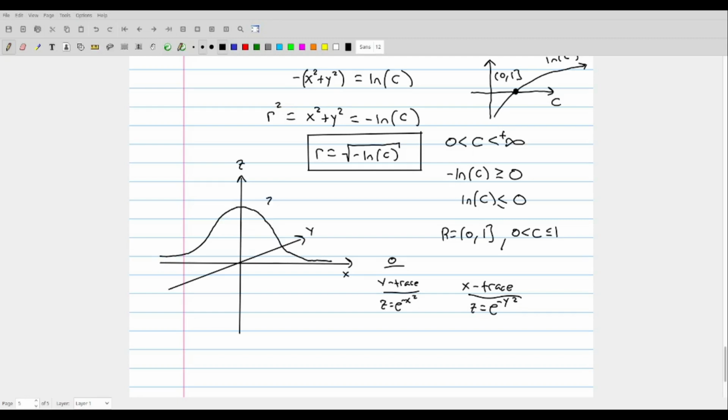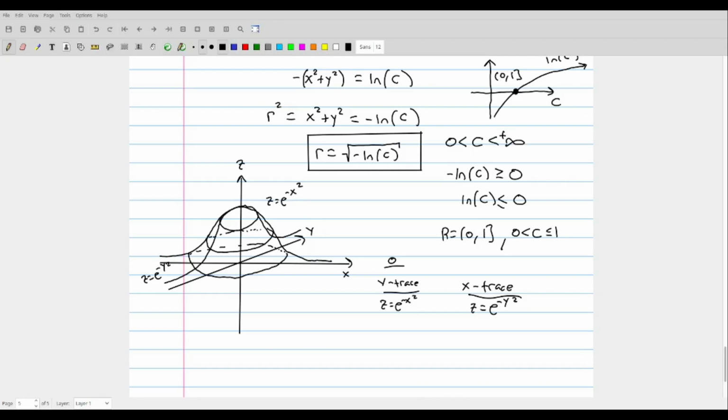And this is the function z equals e to the negative x squared. And along the y-axis, you also have this same shape. It's the function z equals e to the negative y squared. And if you do the traces along z, or the level curves of this function, you'll see that the level curves are all circles. Which is why this function is sometimes called a bump function. It's like a bump at the origin.